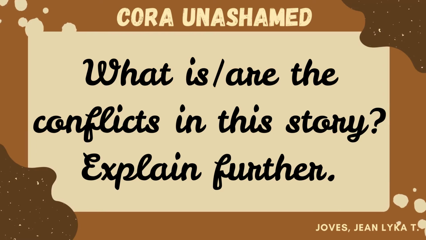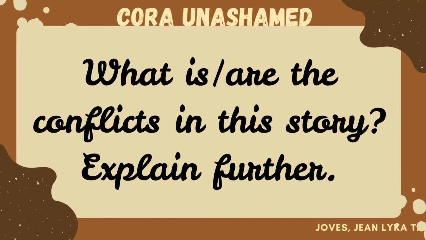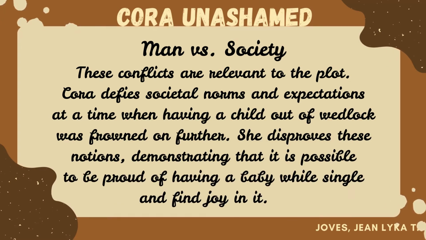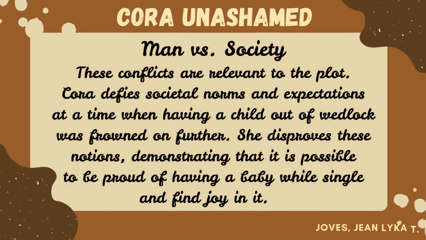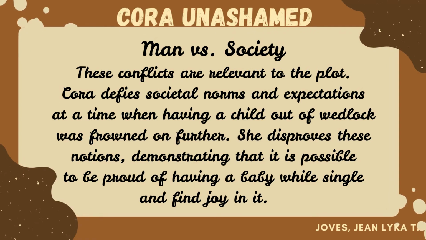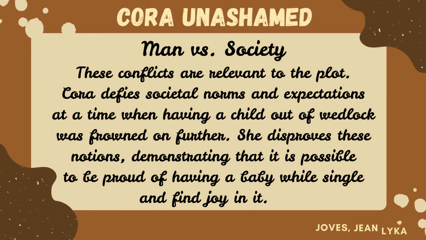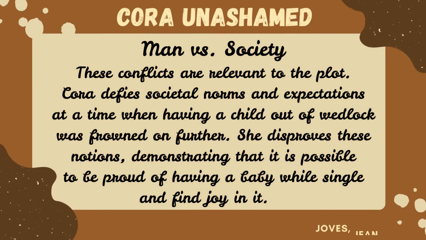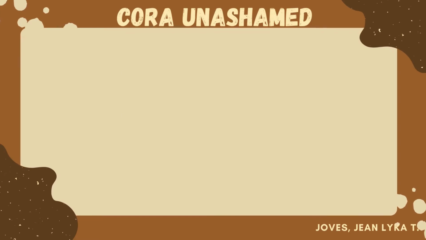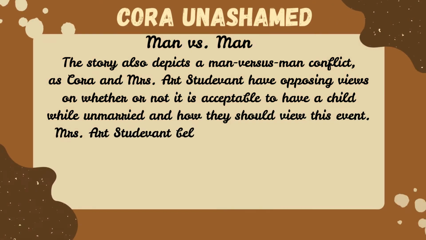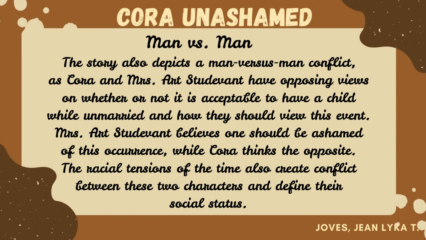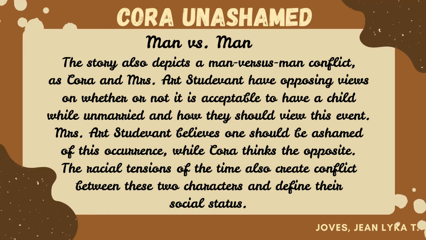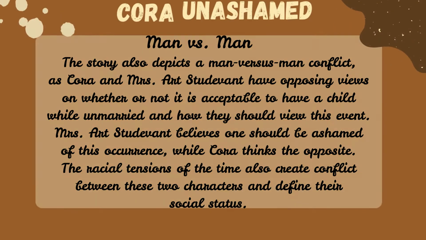What are the conflicts in the story? These conflicts are relevant to the plot. Cora defies societal norms and expectations at a time when having a child out of wedlock was frowned upon. She disproves these notions, demonstrating that it is possible to be proud of having a baby while single and find joy in it. The story also depicts a man versus man conflict, as Cora and Mrs. Art Stuyvesant have opposing views on whether or not it is acceptable to have a child while unmarried and how they should view this event.